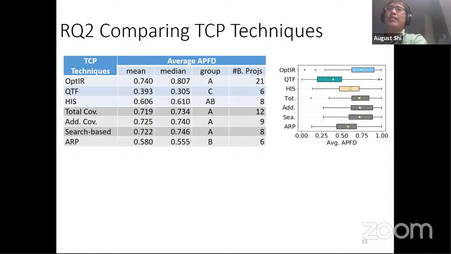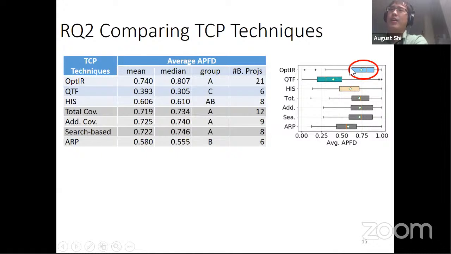So we want to then compare these test case prioritization techniques against each other. If I'm focusing on the opt-IR I mentioned earlier, QTF is the quickest-test-first one, historical is based on the historical failure frequency, and these are four common coverage-based techniques for test case prioritization. We see here that this plot shows the distribution of APFD scores across all projects for the different techniques.